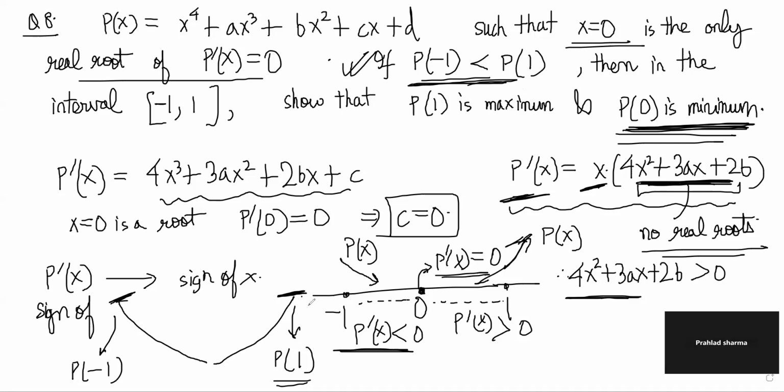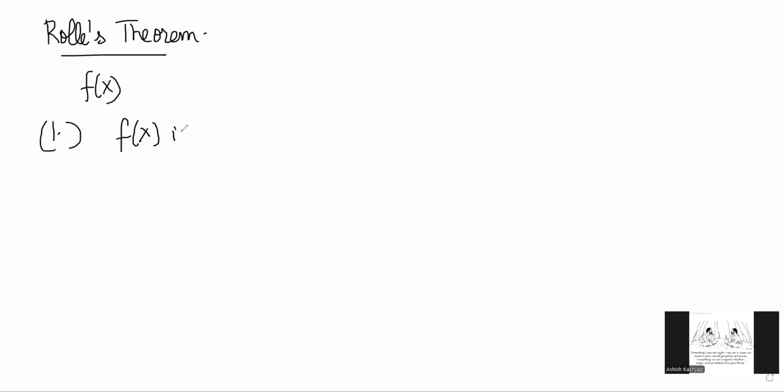Okay. The next thing I wanted to talk about today is Rolle's theorem and Lagrange's theorem. Rolle's theorem basically says if there is a function f of x which satisfies the following conditions. First condition is f of x is continuous in the interval x belongs to a to b, and notice that this is a closed interval.